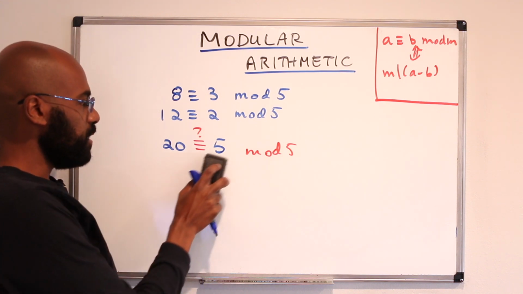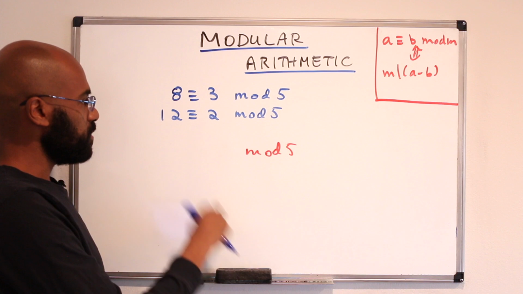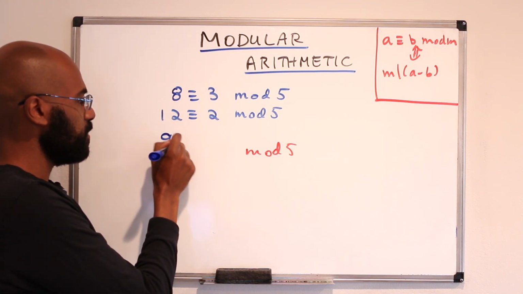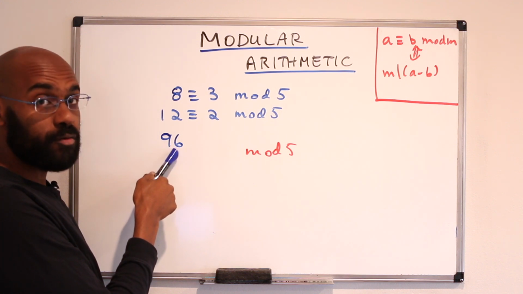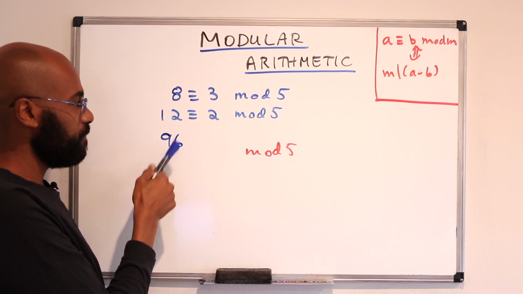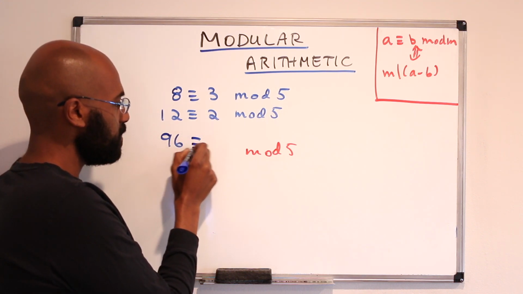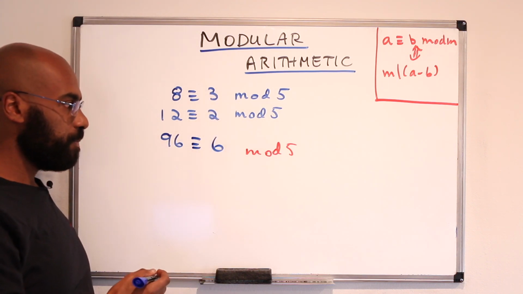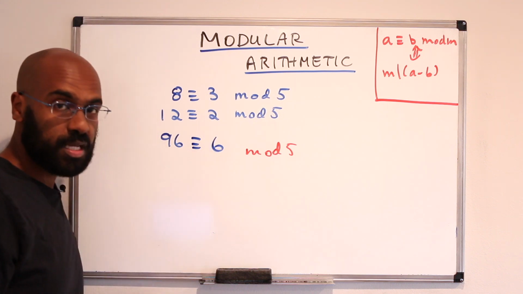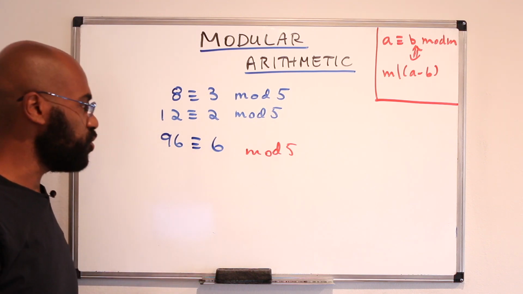More interestingly, something happens with the product. The product of these two is 96. And 96 is 1 more than 95, so this leaves a remainder of 1 when I divide by 5. Okay, and it turns out this is congruent to the product of these two, which is 6. So 96 is congruent to 6. Wondering if this happens in general.